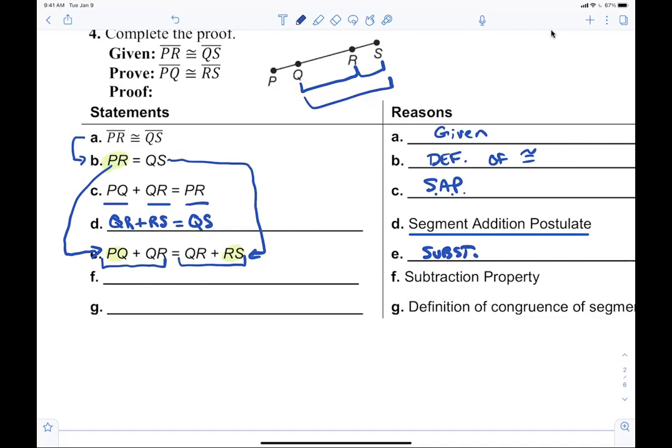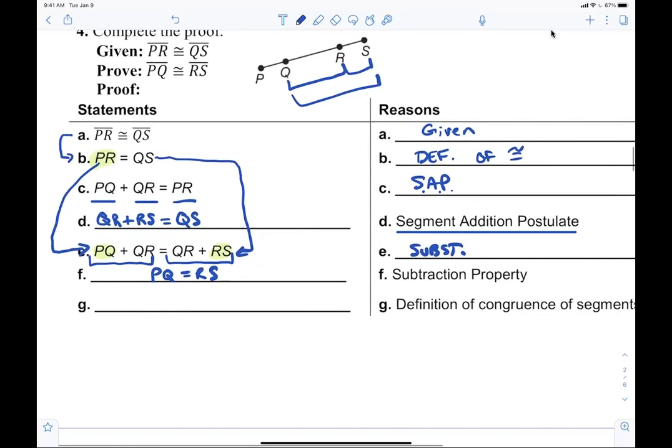PQ equals RS. Yes, PQ equals RS because we just did what to both sides? Subtracted QR. And now because PQ is equal to RS, then we can say what? Yes, we can say PQ, thank you, is congruent to RS. And that's the definition of congruence.